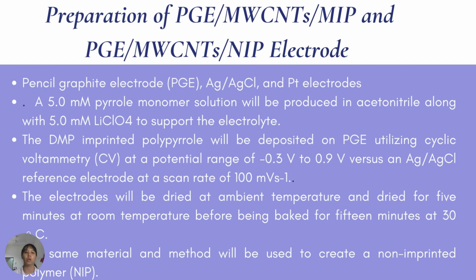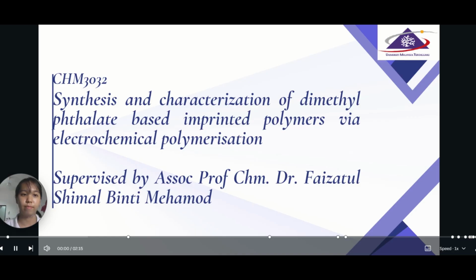After that, we have preparation of the pencil graphite electrode with the nanotube and also the MIP. Same thing with pencil graphite, nanomaterial, and also the MIP. So the pencil graphite electrode acts as the working electrode, and the Pt electrode acts as the counter electrode, and also the Ag/AgCl is the reference electrode. So this is the procedure for how we prepare these two electrodes.